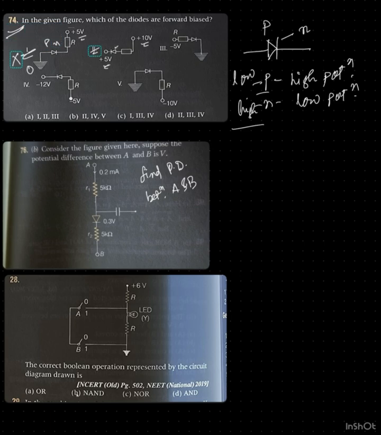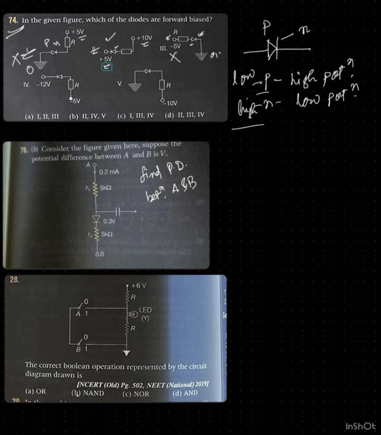So P is obviously connected at higher and N is at lower. So this is forward biased. The third one, P is connected at -5, okay, and N is connected at 0 volt. So you can see N is at higher potential, P is at lower potential. So this cannot be forward biased.